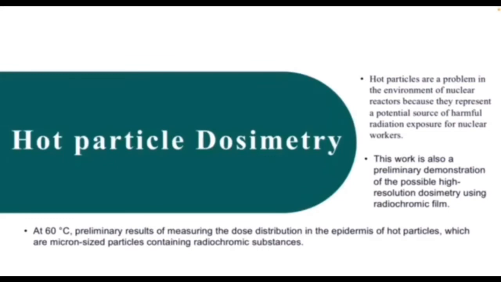For hot particle dosimetry: hot particles are a problem in the environment of a nuclear reactor because they represent a potential source of harmful radiation exposure for nuclear workers. This work is also a preliminary demonstration of the possible high-resolution dosimetry using a radiochromic film. At 60 degrees Celsius, this is a preliminary result of measuring the dose distribution in the epidermis of hot particles, which are micron-sized particles containing radiochromic substances.